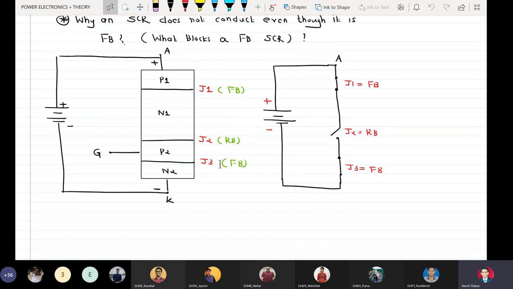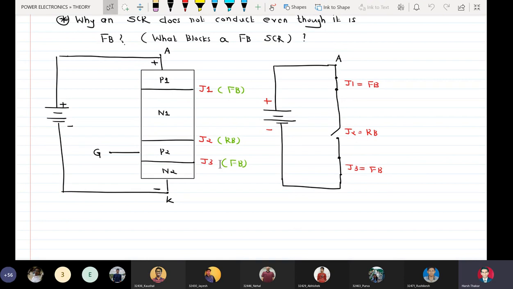Because we know that a forward biased PN junction offers no resistance to current, we have told that J1 acts as a closed switch. J2, that is in reverse biased condition, offers ideally infinite resistance to the flow of current till it is broken down. Either it can go into a Zener kind of breakdown or an avalanche kind of breakdown depending upon the magnitude of reverse bias voltage. So J2 acts as an open switch, while J3 again is forward biased, so acts as a closed switch.